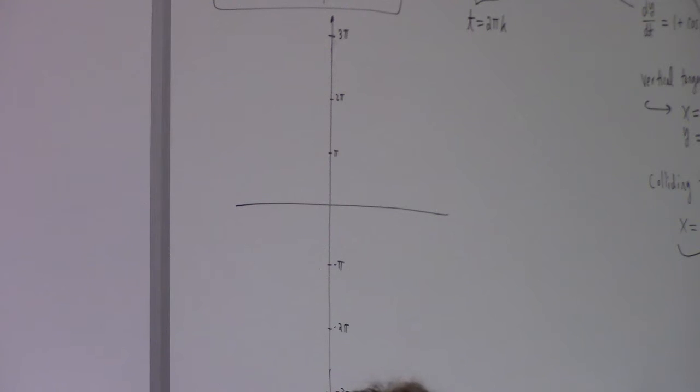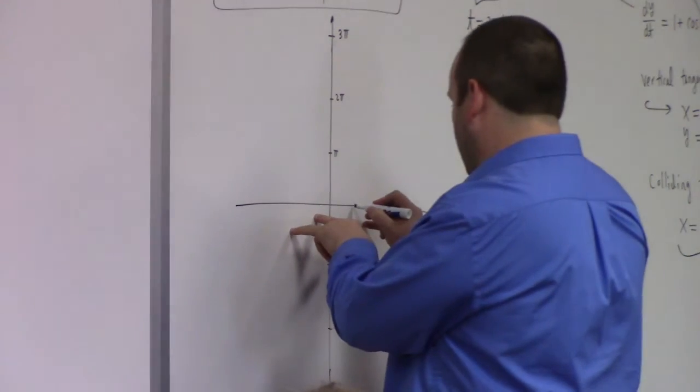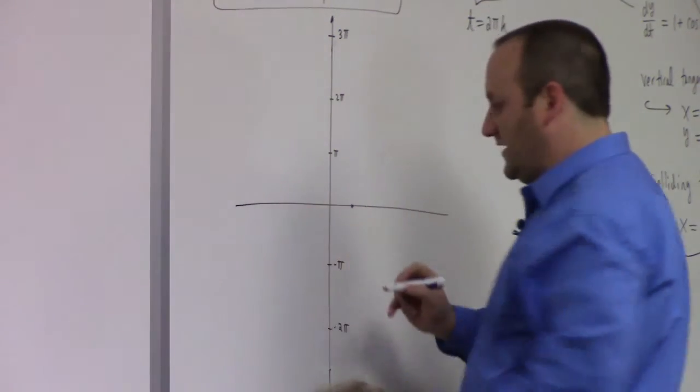All right, so where are the vertical tangent lines? Let me just draw them in blue. There is one where x equals 1, y equals what? 0, right? There's a vertical tangent line like here. Where's the next one?